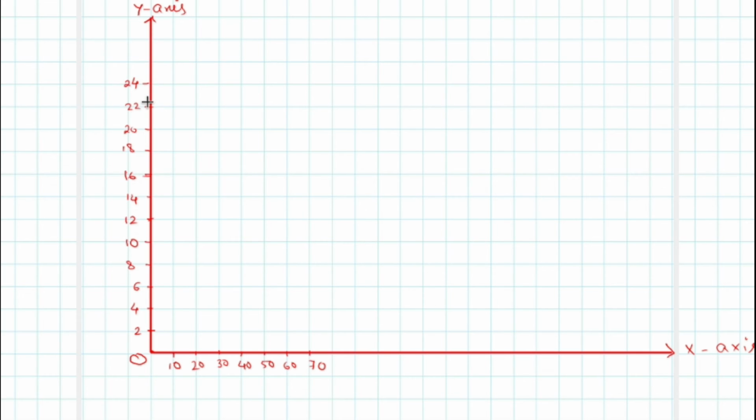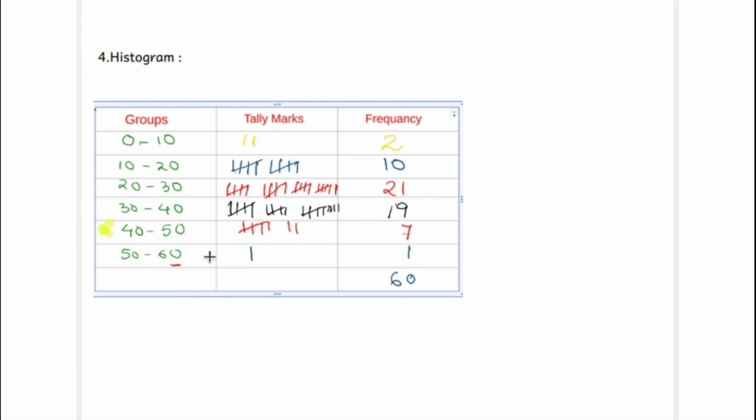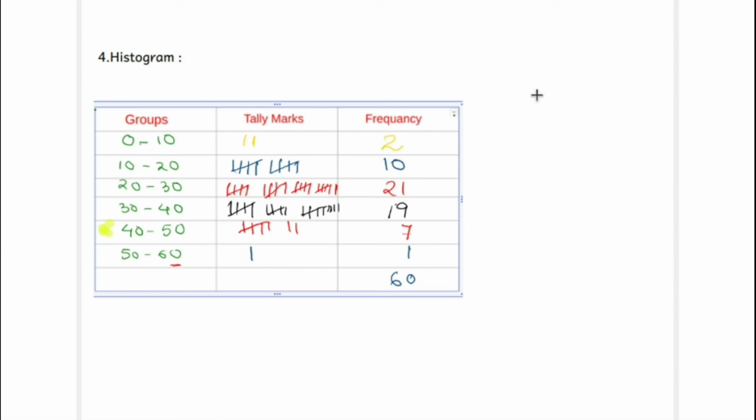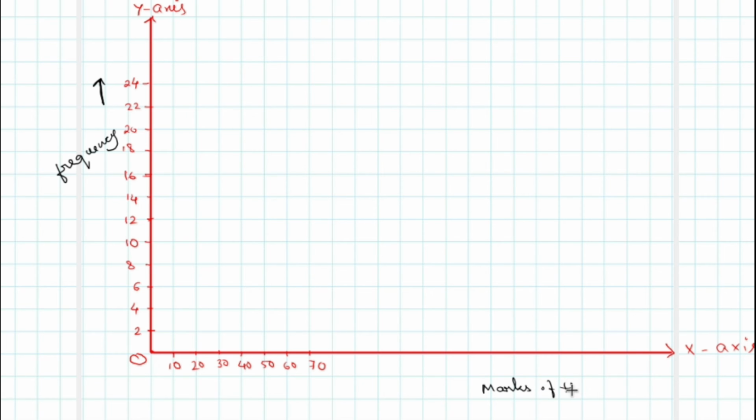Now along the y-axis we are going to represent what? Frequency. So here we will write frequency. Okay, and along the x-axis what are we going to represent? We are going to represent the marks obtained by the students along the x-axis.